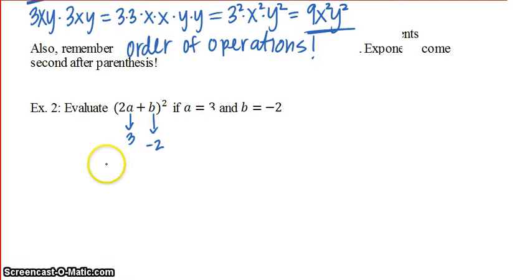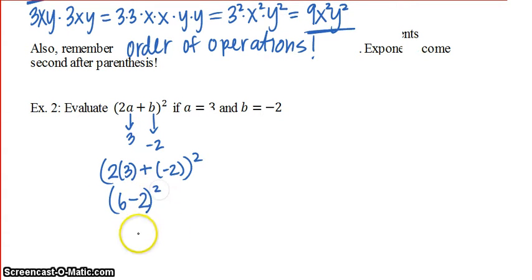So I'm going to rewrite this, and I'm going to say we have 2 times 3 plus a -2, and that's all in parentheses, and that's all being squared. Well, I have to deal with the inside of the parentheses first because parentheses come first in the order of operations. So I have to simplify the parentheses before I can square it. So 2 times 3 is 6, and then that would be a minus 2, and it's still in parentheses, so I still have to deal with that first.